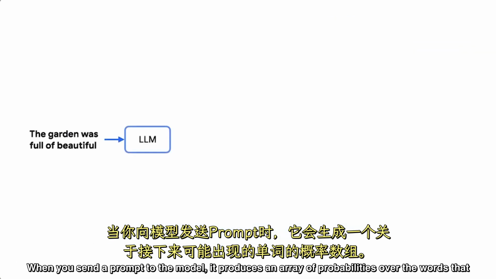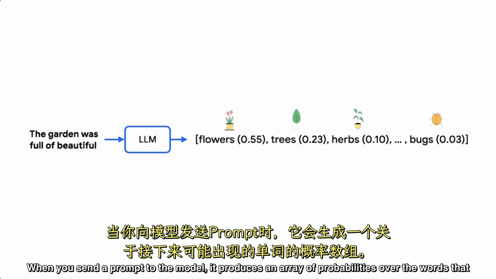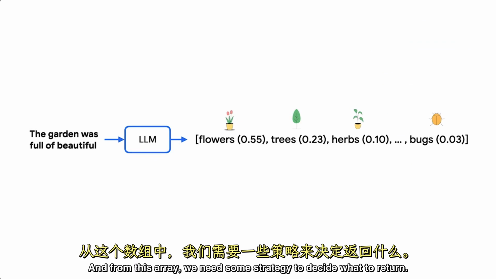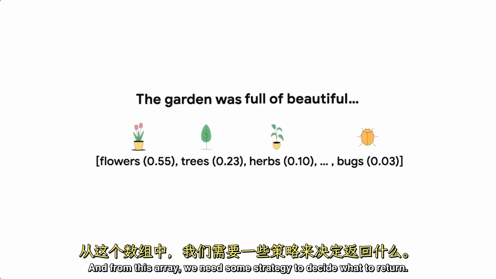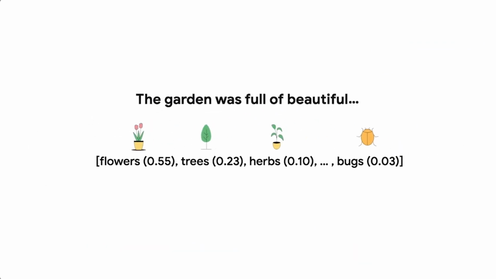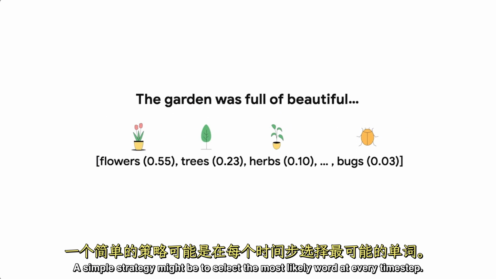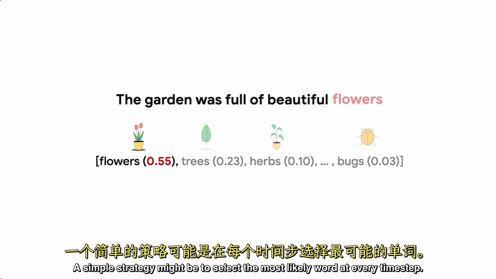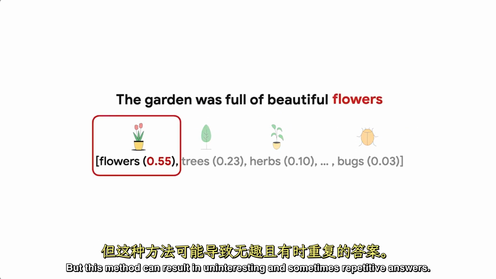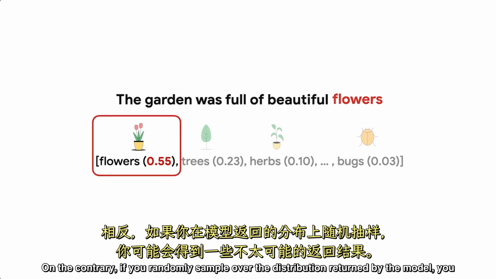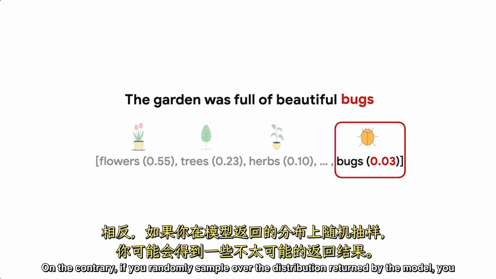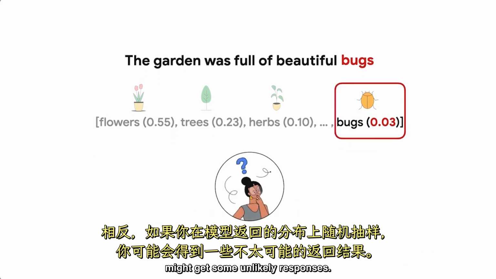When you send a prompt to the model, it produces an array of probabilities over the words that could come next. And from this array, we need some strategy to decide what to return. A simple strategy might be to select the most likely word at every time step. But this method can result in uninteresting and sometimes repetitive answers. On the contrary, if you randomly sample over the distribution returned by the model, you might get some unlikely responses.